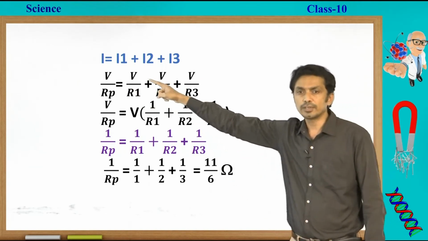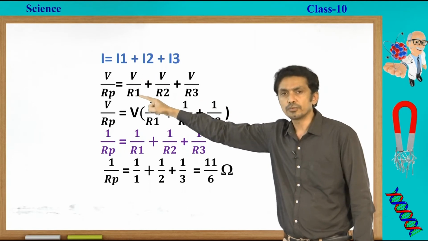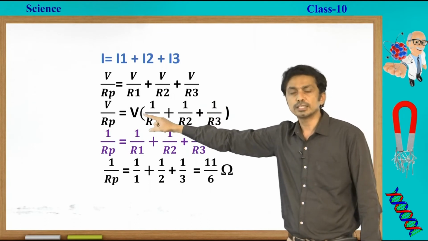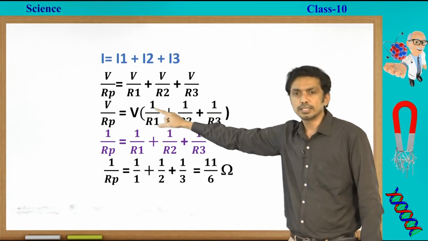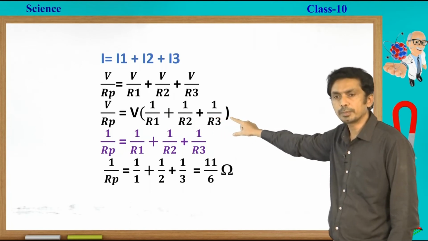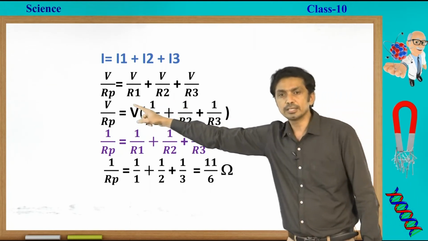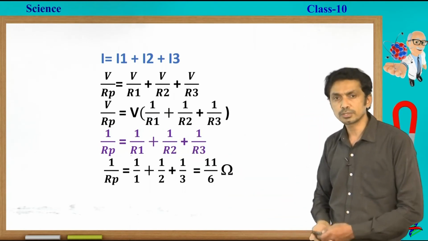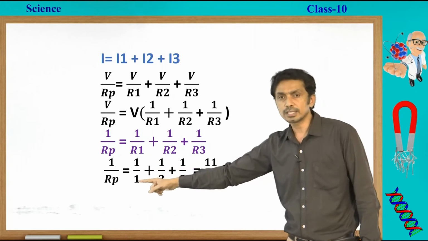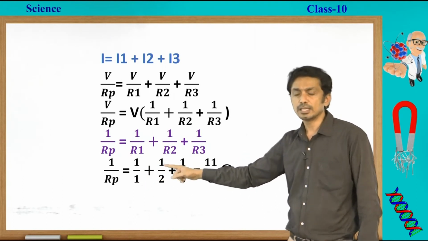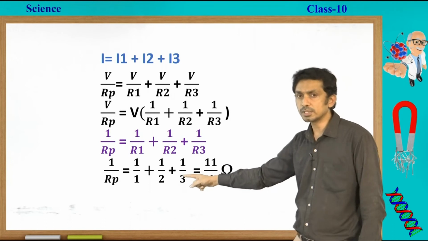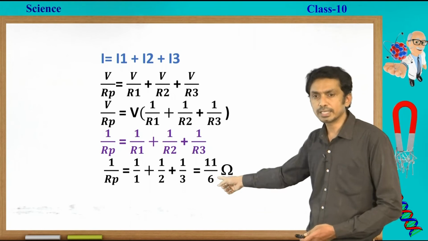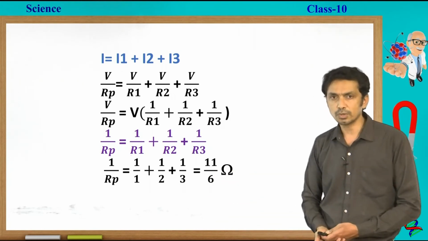Here we have written the electrical current values for each resistor, V by R1 plus V by R2 plus V by R3. Here we have taken the common factor V, which gives 1 by R1 plus 1 by R2 plus 1 by R3. By cancelling V on both sides, we get 1 by Rp is equal to 1 by R1 plus 1 by R2 plus 1 by R3. The equivalent resistance of the resistors in parallel is equal to the sum of the reciprocals of the individual resistances in the circuit. Calculating the value, we will get 11 by 6 ohm.